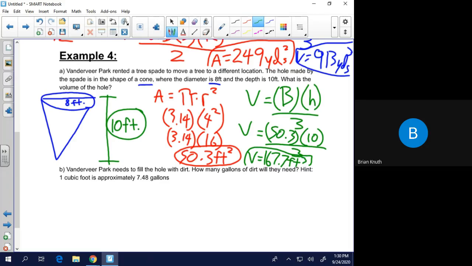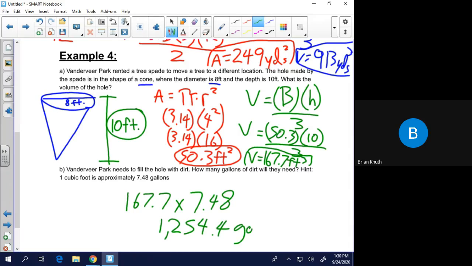Okay, last thing here, last question says Vanderveer Park needs to fill the hole with dirt. How many gallons of dirt will they need? Hint, 1 cubic foot is approximately 7.48 gallons. That's easy. I take the 167.7, I times it by 7.48, because that's how many gallons are in a cubic foot. And when I plug that in the calculator, I get 1,254.4 gallons.